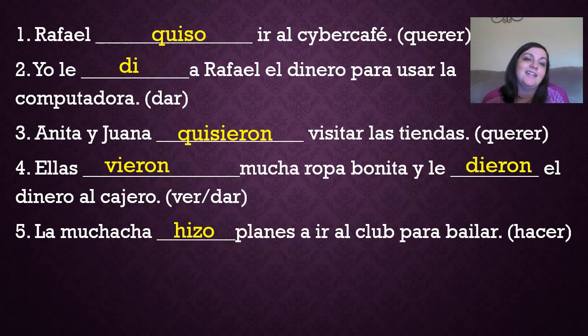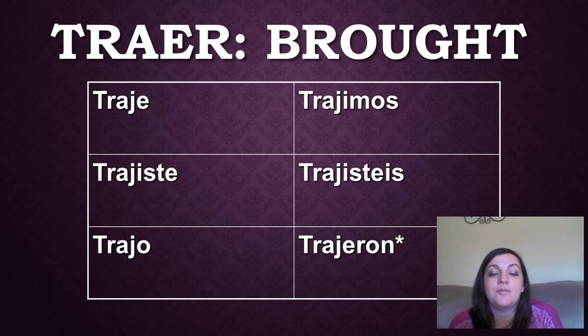Next up, these have a spell change. They don't look anything like the infinitive. So you have traer, which means brought. The past tense would be traje, trajiste, trajo, trajimos, trajeron. Notice that I put a star here because it doesn't have an I in there. So it's just trajeron. And this J, where did this J come from? Who knows? That's what makes these irregular preterites.